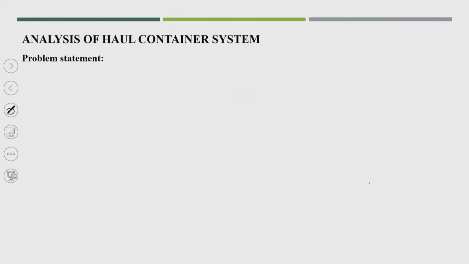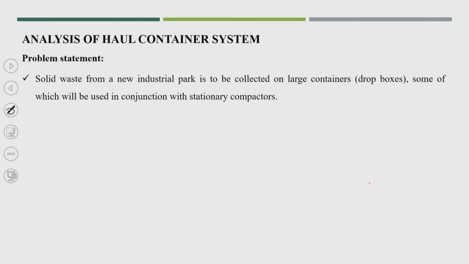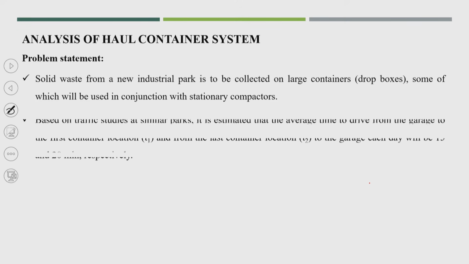So, the problem statement is: the solid waste from a new industrial park is to be collected in large containers, that is drop boxes, some of which will be used in conjunction with stationary compactors. So, it is a mix of haul and stationary container system.